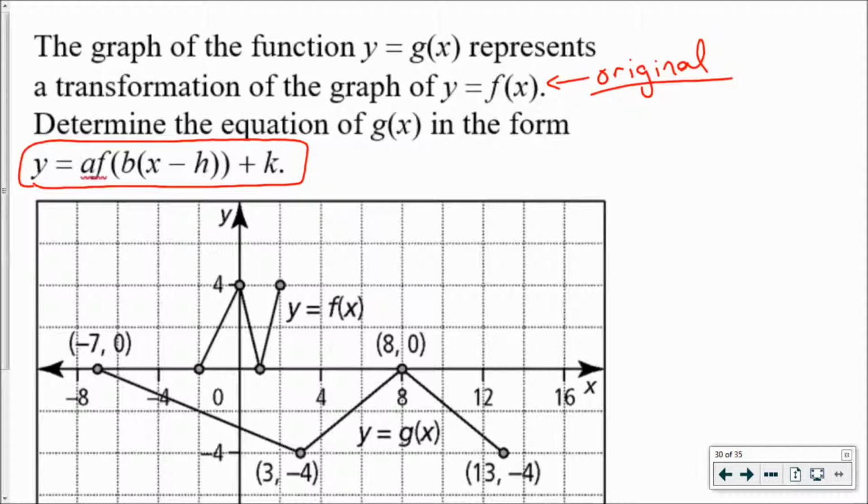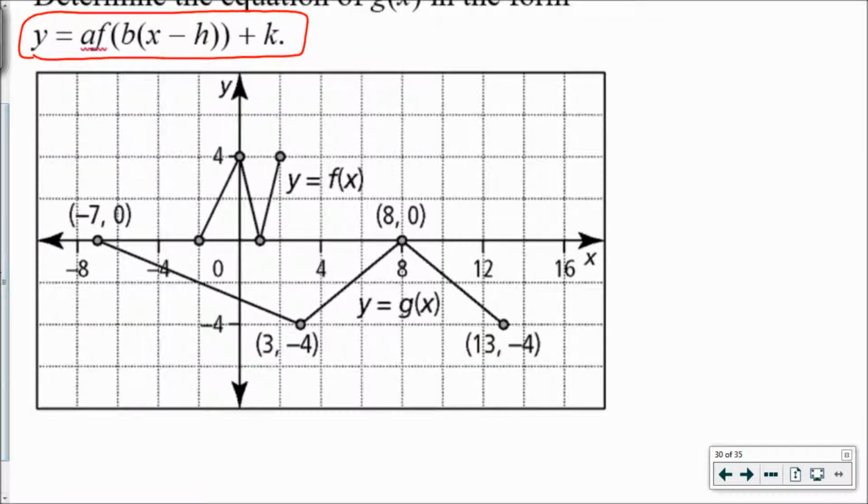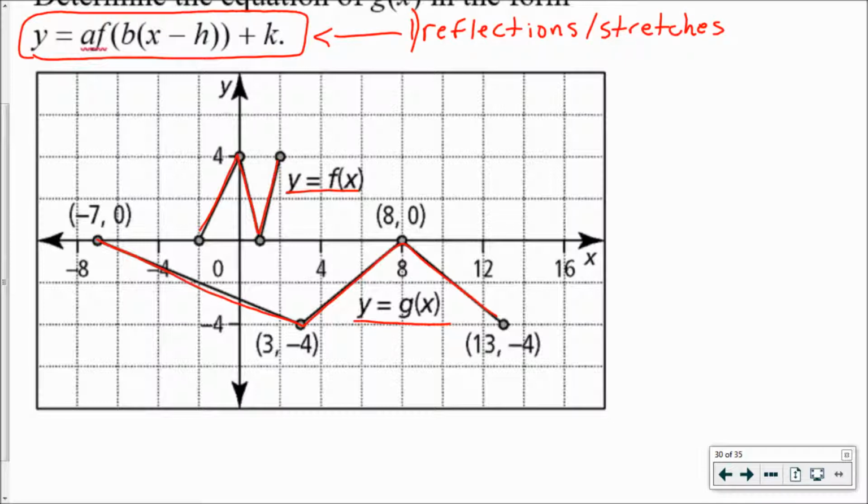And so in this case, we're looking at the graph of the original, f of x, which is this sort of smaller version right here. And it's become g of x down here. There's g of x. So whenever we're trying to figure out the equation of the transformation, we want to look at reflections and stretches first. So that's my first step. I want to think about what's happened here in terms of reflections and stretches.